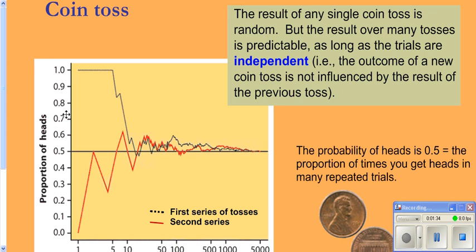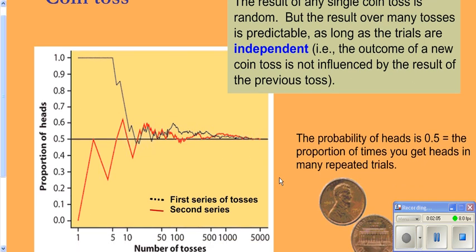Now, let's talk about independent. Independent means if you do something now, it has no effect on the next time that you do it. So if you flip a coin, record the results, flip the coin again, the second time is independent of the first time because what you did the first time should have no effect on the second time. Now, flipping a coin is independent. You would expect the probability of getting a head to be 50%.